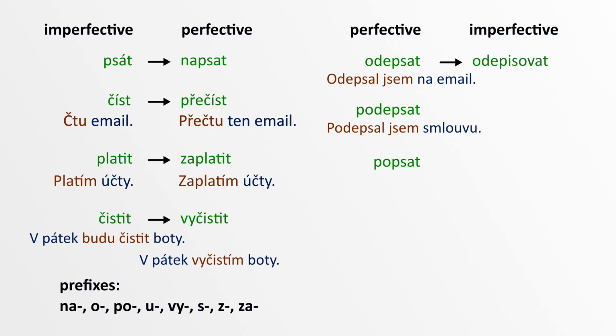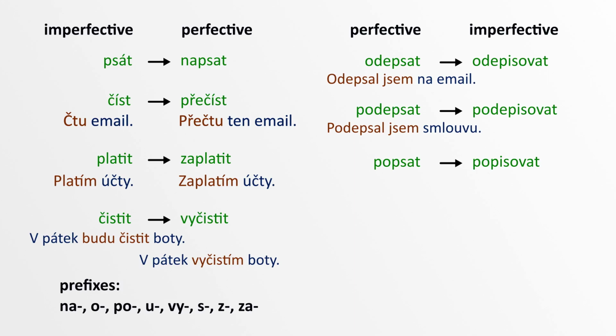Odepisovat is the imperfective variant. Podepsat, perfective variant of sign, and podepisovat is the imperfective variant of to sign. And popsat, again perfective, popisovat is imperfective. And this doesn't only apply to verbs with prefixes. You'll also find this with many basic verbs that don't have any prefix at all.